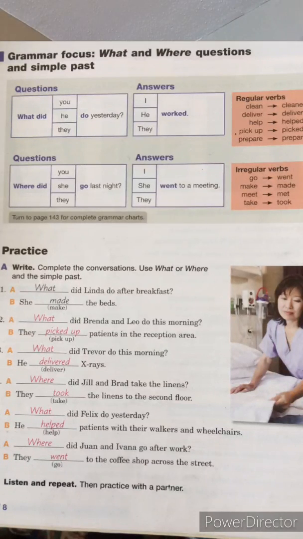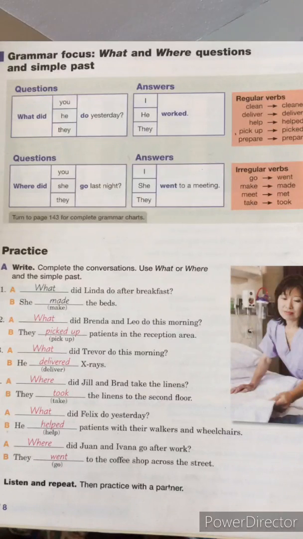Now let's look at the second box, asking where questions. Just like before, in our example question, we have where, which is the question word, talking about place. Where did, our main verb is in the past, so this is a past tense question. You go last night. Where did you go last night? The answer, I went to a meeting. So in this question, we're not asking about what someone did or thought, but we're asking where, what place did someone go? This person says that I went to a meeting.